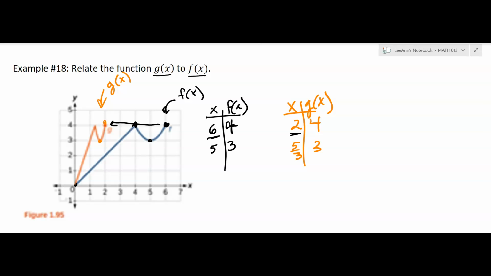Okay, and you could do the same thing with that other point. We're just checking it to see if it seems reasonable to us. Okay, so it looks like it's compressing by a third.